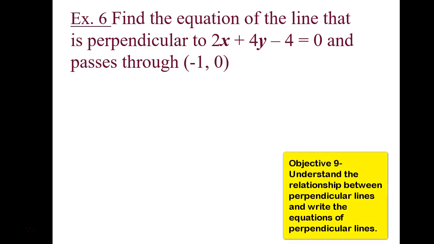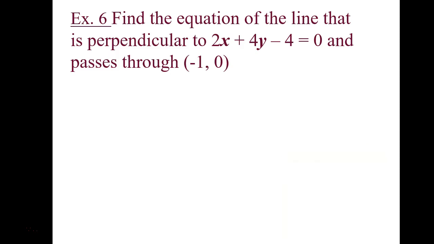All right, so let's try this example. Find the equation of the line that is perpendicular to 2x plus 4y minus 4 equals 0 and passes through the point -1, 0. So again, first thought should be I need to know the slope of my line. So in order to figure that out, I need to know the slope of the given line. Well, you notice this time they gave you the equation in standard form, so we need to do some rearranging here with this line to get the slope.